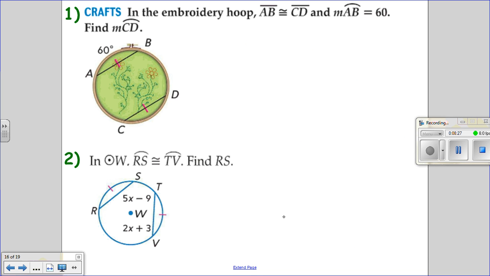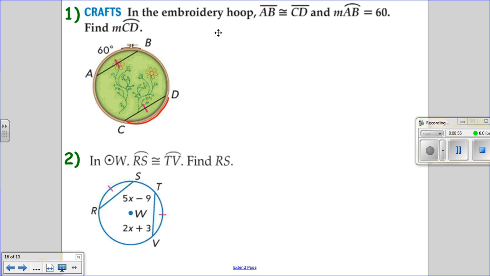So now we're going to put some of those theorems into use. Number 1 says, in the embroidery loop, segment AB is congruent to segment CD, and it's marked by the tallies, which we can see there. It also gives us the measure of arc AB is 60 degrees, again measured. It wants us to find the measure of arc CD.